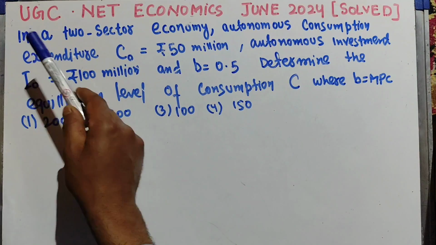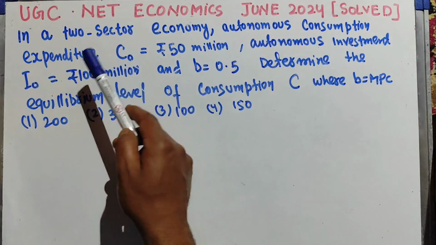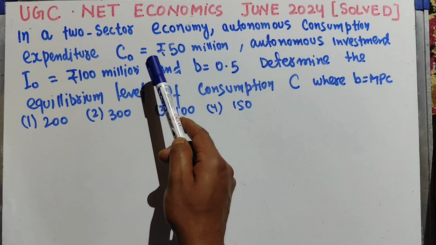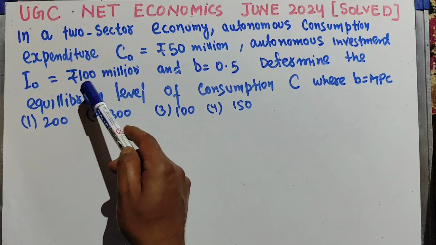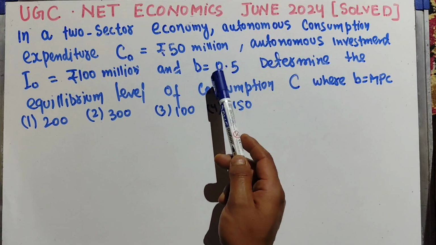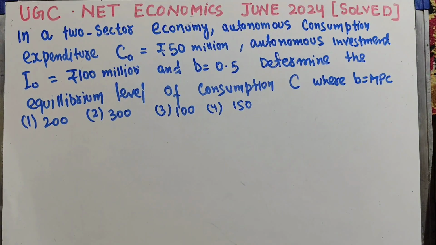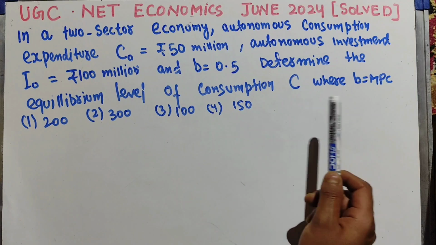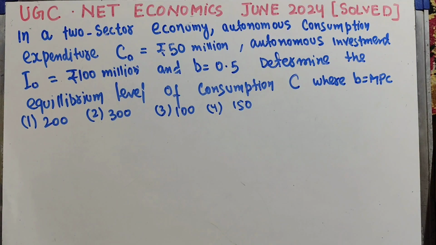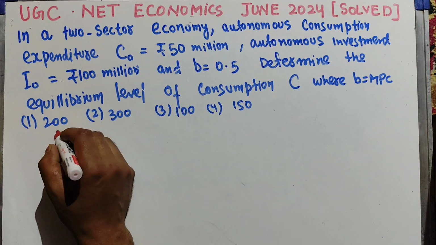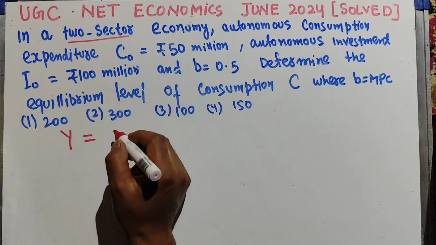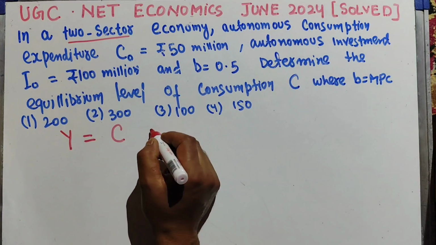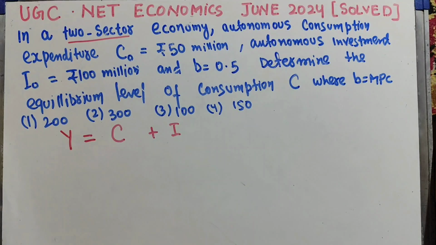Next question: in a two-sector economy, autonomous consumption expenditure, denoted by C0, is equal to 50 million, autonomous investment, denoted by I0, is equal to 100 million, and B is equal to 0.5. We have to determine the equilibrium level of consumption, C, where B is the marginal propensity to consume. So let us write the equation. Since we have a two-sector economy, total income should be equal to the consumption expenditure plus investment expenditure.